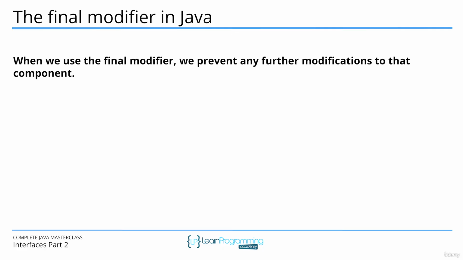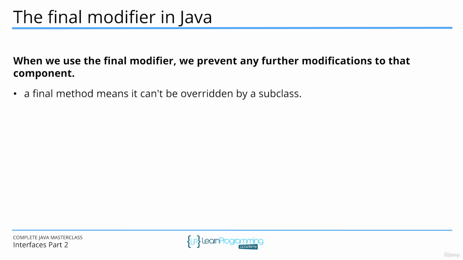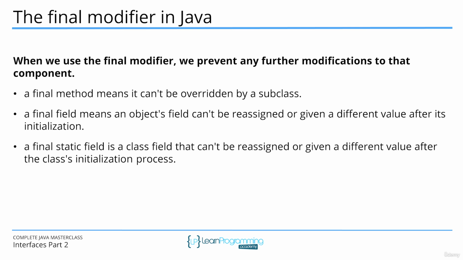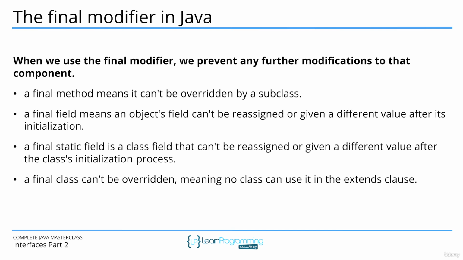When we use the final modifier, we prevent any further modifications to that component. A final method means it can't be overridden by a subclass. A final field means an object's field can't be reassigned or given a different value after its initialization. A final static field is a class field that can't be reassigned or given a different value after the class's initialization process. A final class can't be overridden, meaning no class can use it in the extends clause.